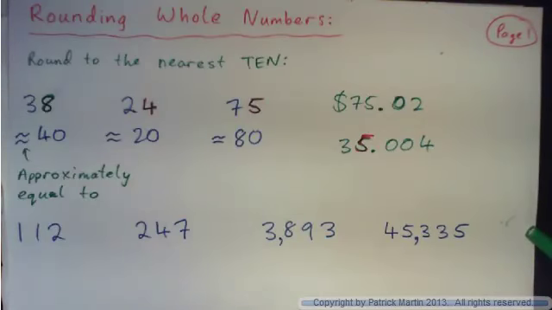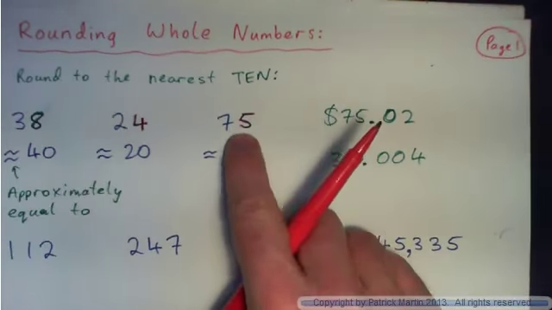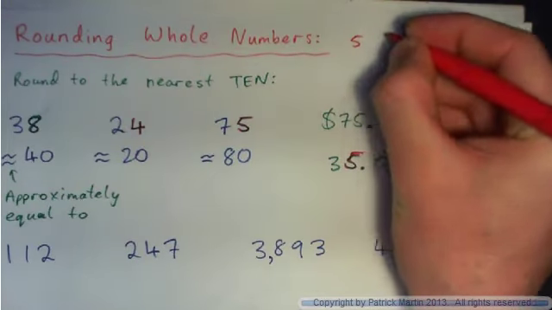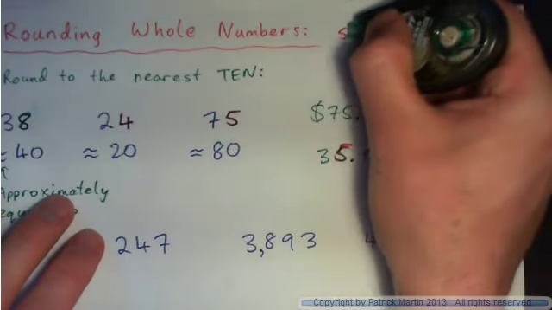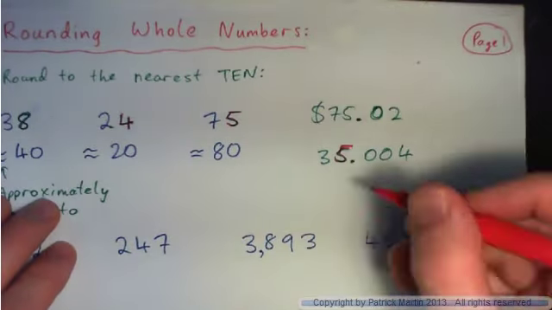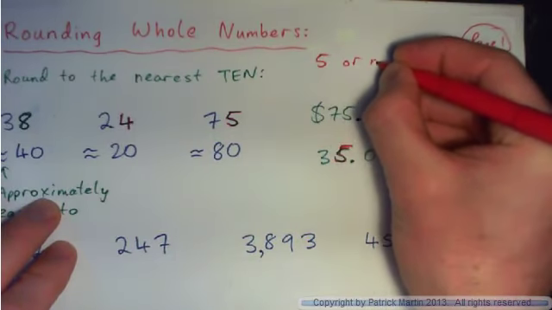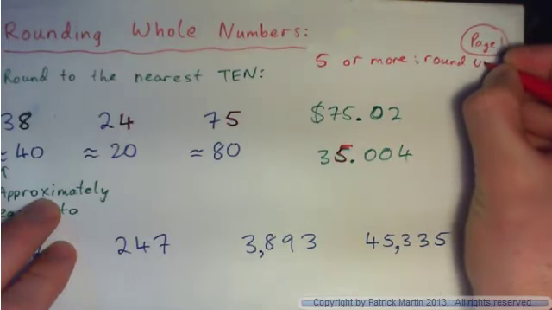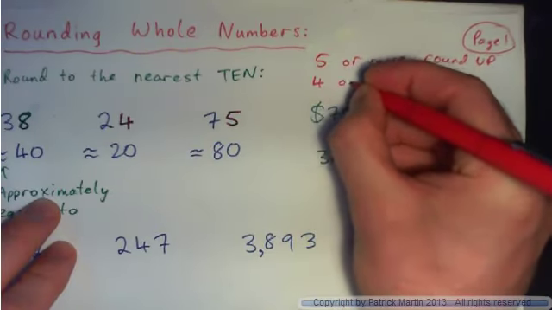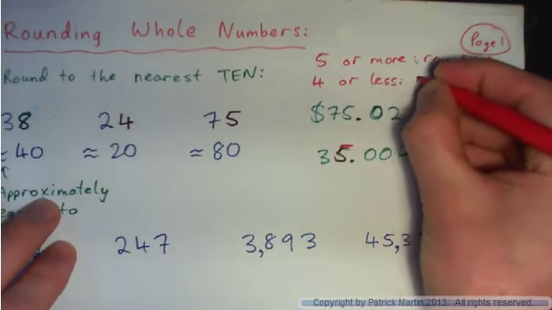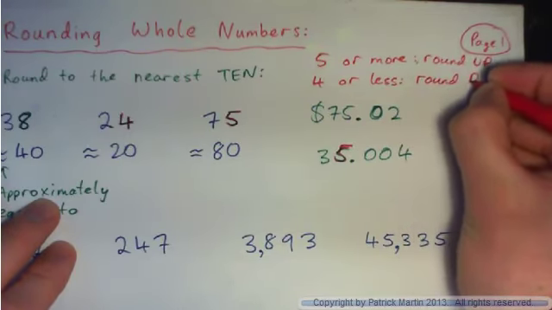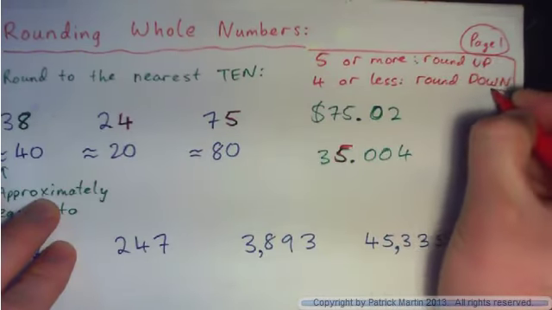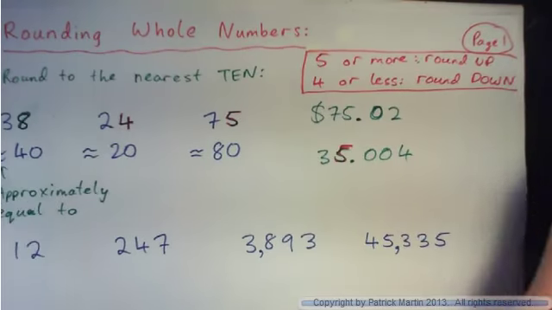But basically, what we have to remember is if the next digit is 5 or more, we round up. That's in all cases. Oh, where am I going to write that? Need some space. I apologize. So for all cases, if a digit is 5 or more, round up. And of course 4 or less, round down. Okay, so if it's 5 or more, you round up. 4 or less, you round down. That's how it works.